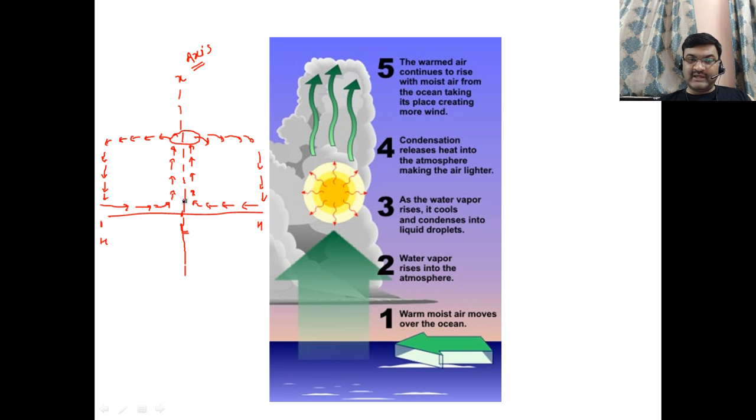Because here there is low pressure. Remember, whenever there is low pressure there is always rising of the air, and in this cyclone the low pressure is caused due to heating of the surface. So the surface is heating. See here in this diagram, you see warm moist air moves over the ocean, it rises like this. This is entering and it is rising up.